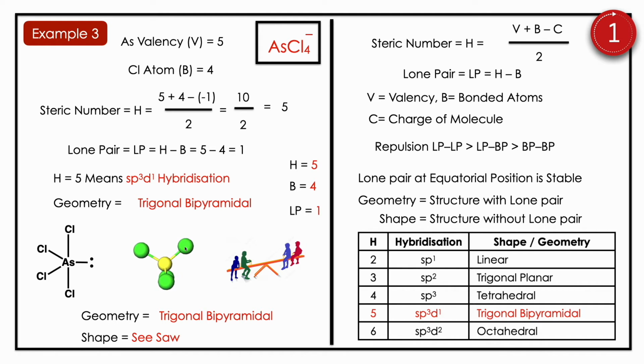So the structure is like a seesaw. Because electrons are not visible, the real structure will look like a seesaw. Geometry is trigonal bipyramidal. Shape is seesaw.